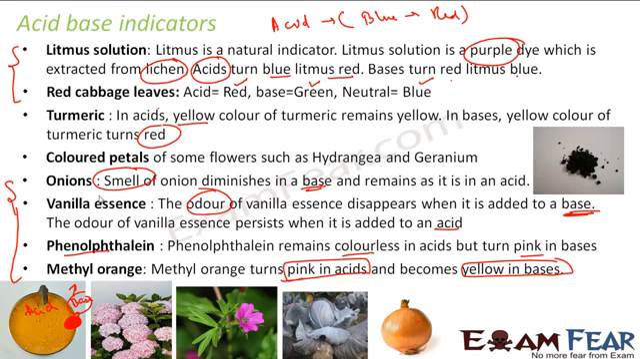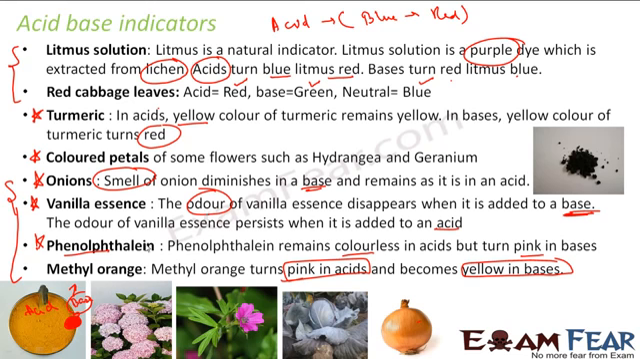Onion, you add acid, no effect. So if you see all these, on adding acid there is no change for all these. But when you add base, it becomes red. When you add acid in the onion, there is no change. When you add base, the smell diminishes. Same thing for vanilla essence, you add acid, nothing happens. When you add base, the smell diminishes.